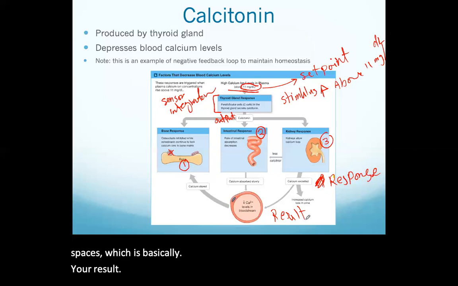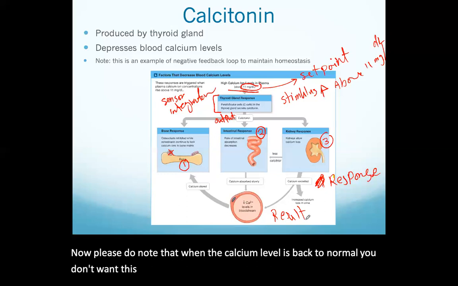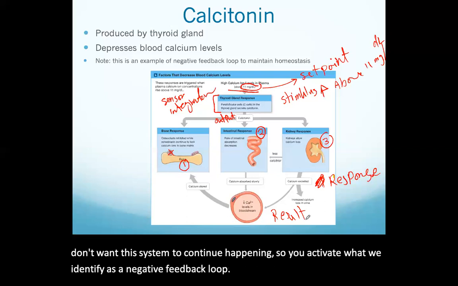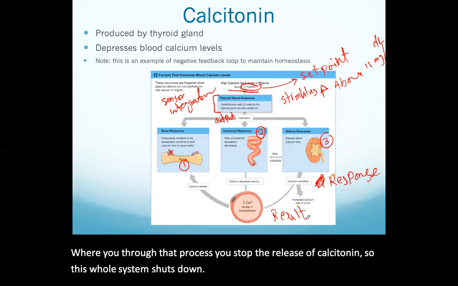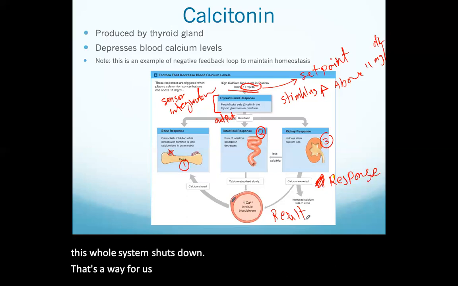Now, please do note that when the calcium level is back to normal, you don't want this system to continue happening. So you activate what we identify as a negative feedback loop, where through that process you stop the release of calcitonin, so this whole system shuts down. So that's a way for us to help you maintain your calcium level if it is elevated.